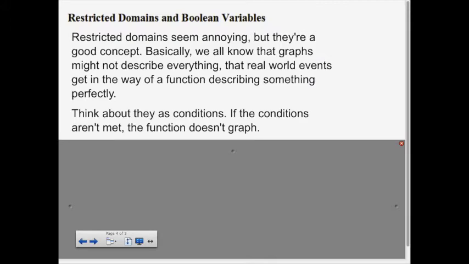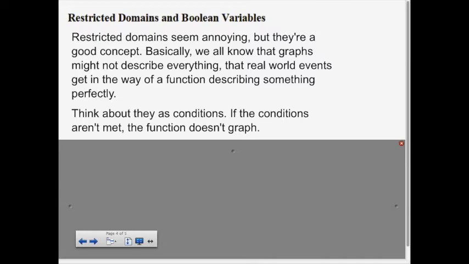Restricted domains seem annoying, and you may have read that section saying, I have no idea what's going on. They're a good concept. We know that not every graph describes something perfectly. Real-world stuff gets in the way. So maybe you're like, hey, this function really describes the habits of rabbits and their activity levels as determined by temperature. Rabbits will hibernate. But you don't need that function to go into 200 degrees.